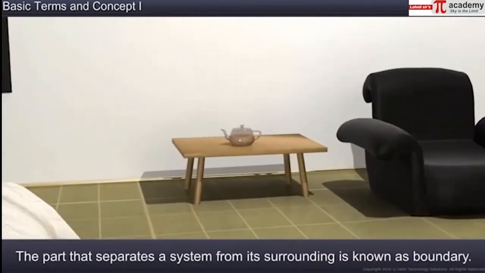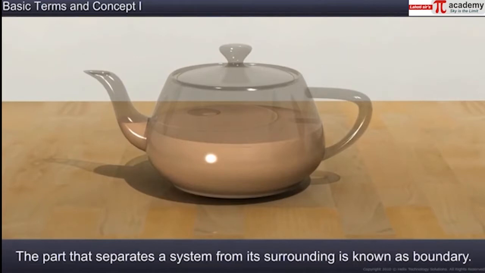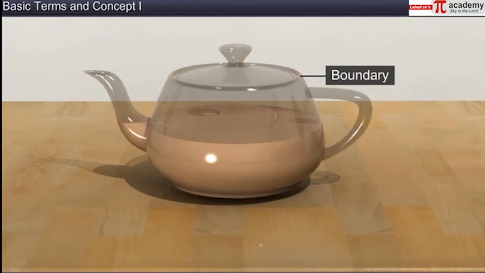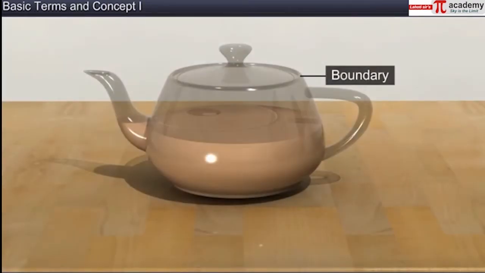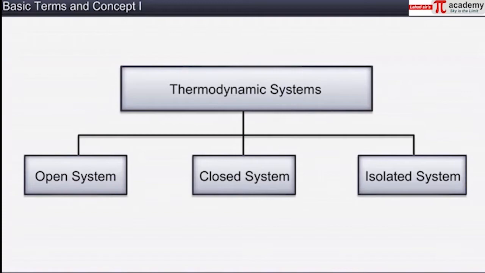The part that separates a system from its surrounding is known as boundary. In this case, the wall of the teapot is the boundary. Note that a boundary can be real or imaginary, and it controls the flow of energy and matter into the system or out of the system. In thermodynamics, based on the movements of matter and energy between a system and its surroundings, systems can be classified into three types. These are open system, closed system, and isolated system. Let's look at each system.